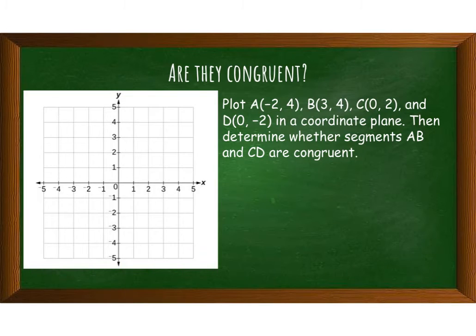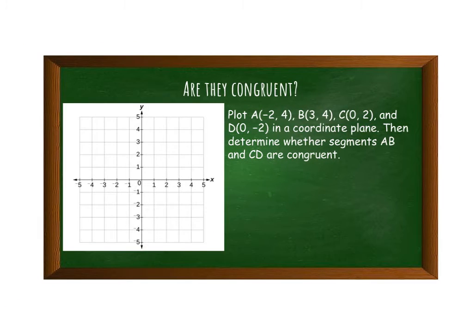All right, moving on. So what I want you to do is we are going to plot 4 points, and then we are going to determine whether the segments are congruent. Before we do that, all right, so are they congruent? Plot A, which is -2, 4. So we're going to move over 2 spaces in the X direction and then up 4 spaces in the Y direction. We're going to end up here. So this is our point for A. For B, we are going to move 3 units in the X direction and then 4 units up. That would be right here, okay?